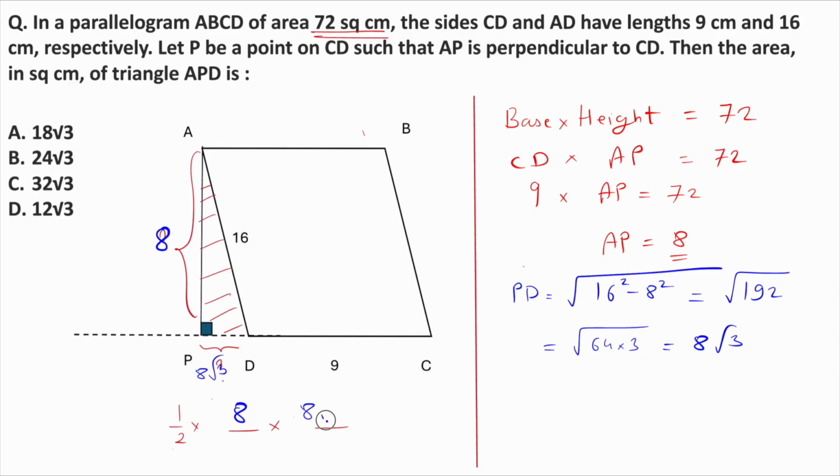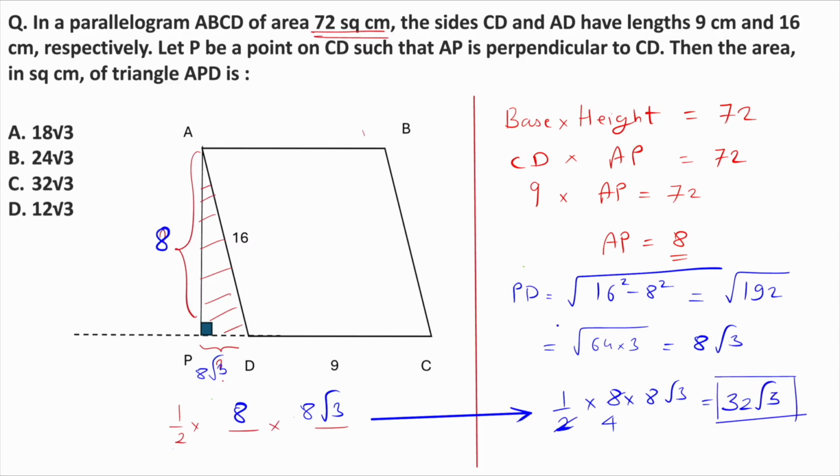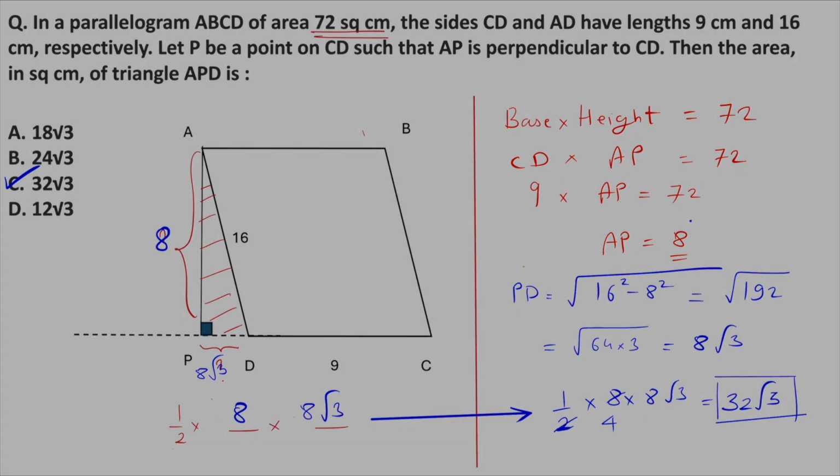Done. We have found the length of two perpendicular sides of the right angle triangle, and the area will be half into product of those two perpendicular sides. So half into 8 into 8 root 3 is our answer. 2 and 2 cancel, I get 4. 4 8s are 32 root 3. My final answer is 32 root 3, the area of the triangle APD. This is our C option.